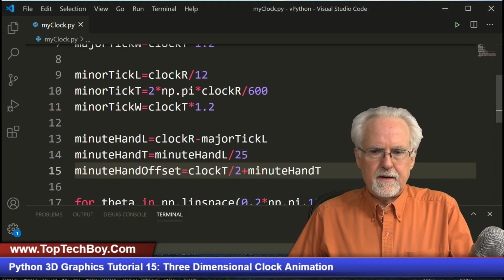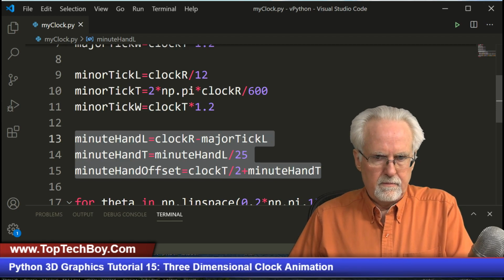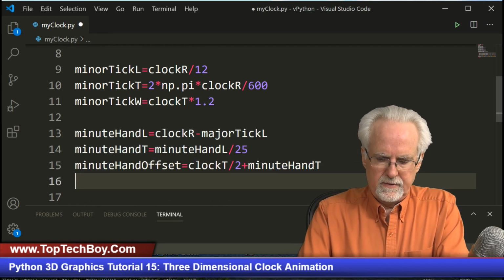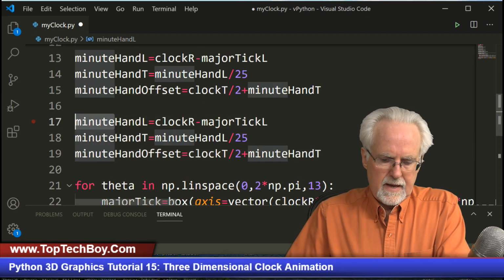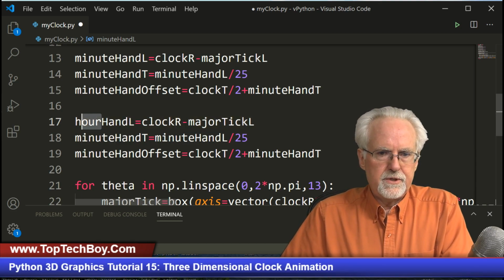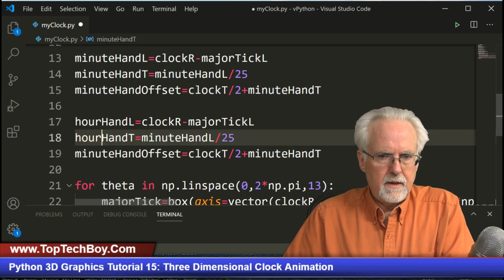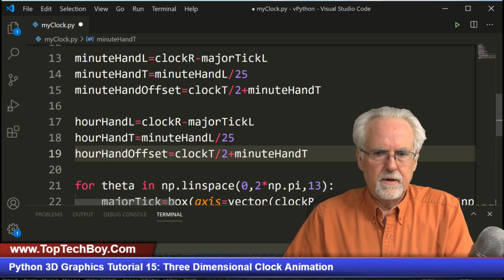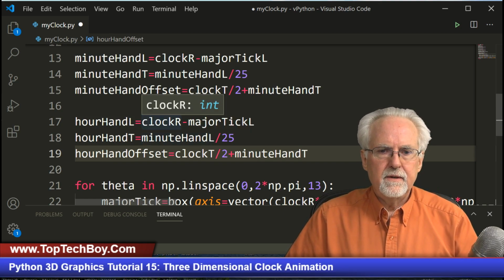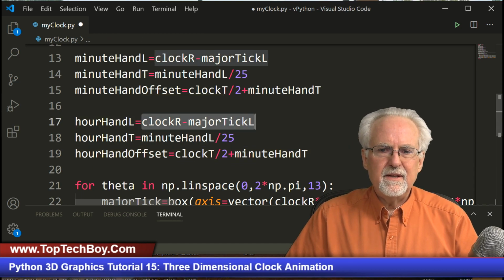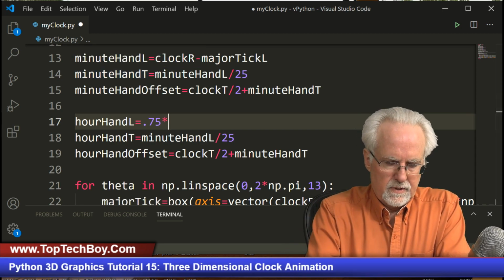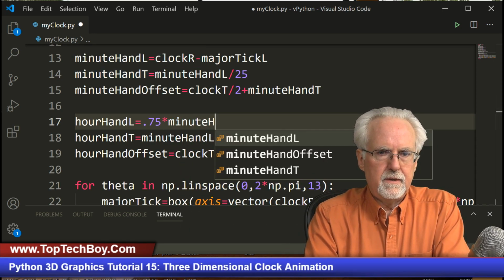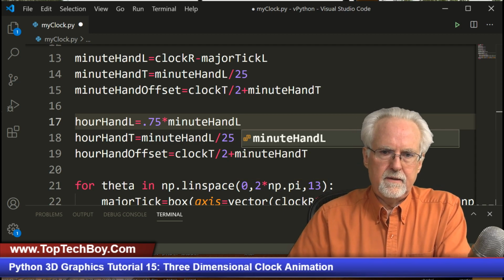And so let's just come back up here and let's grab all this good stuff because that seemed to be working pretty good. And let's make an hour hand. And so this is going to be hour. And then we'll snag the hour and we'll put it here. Hour. Now the hour hand on the length, I'm just going to make it like 0.75 times the minute hand length.